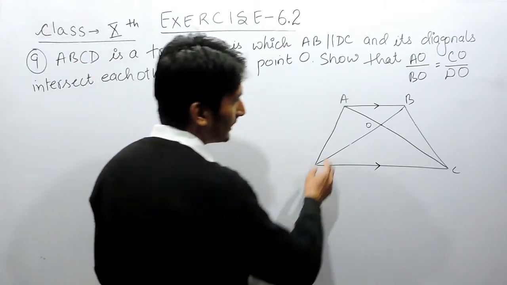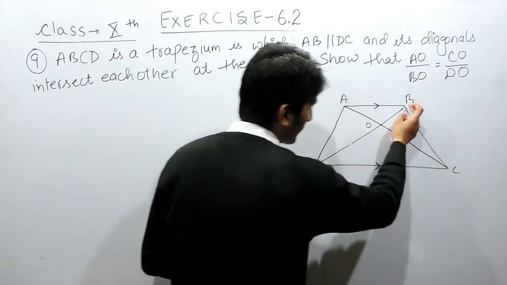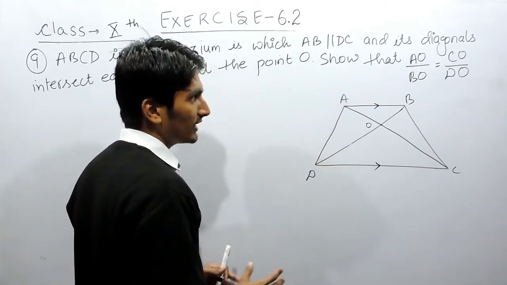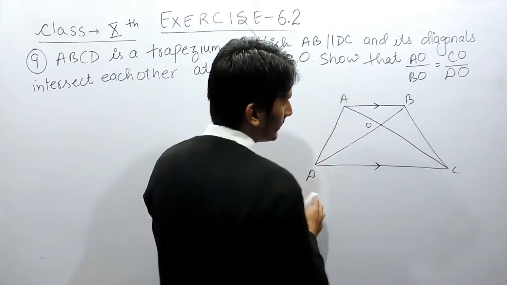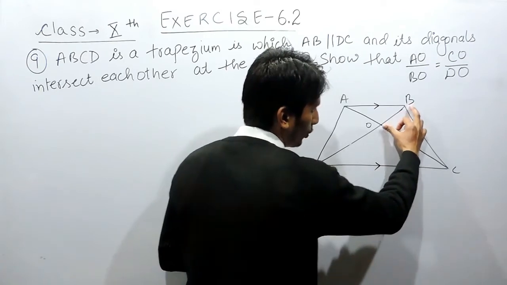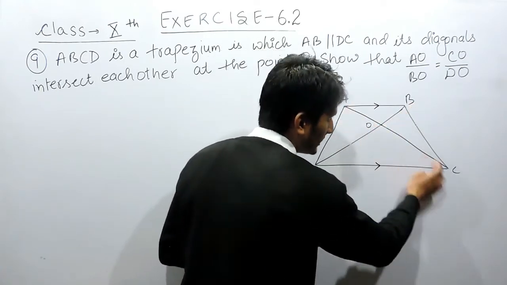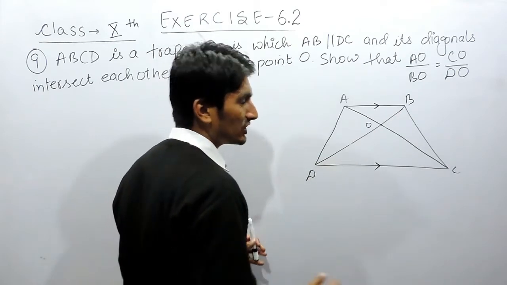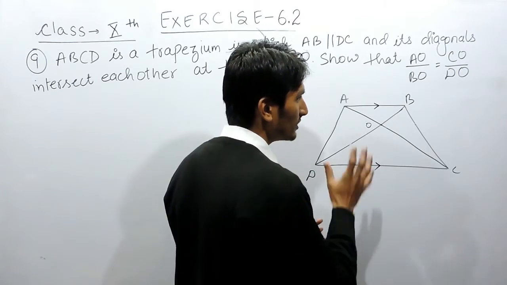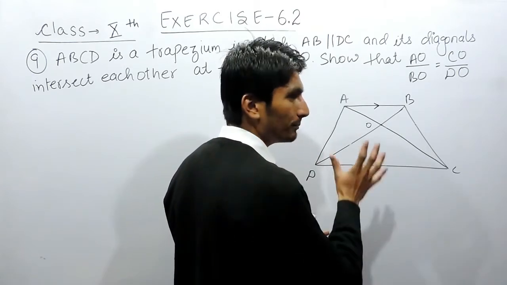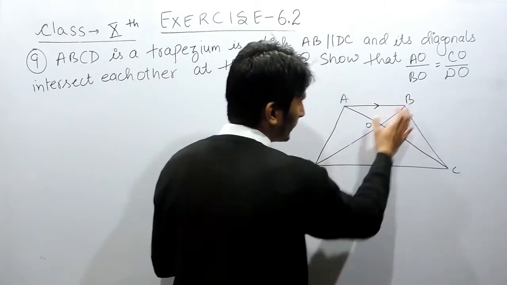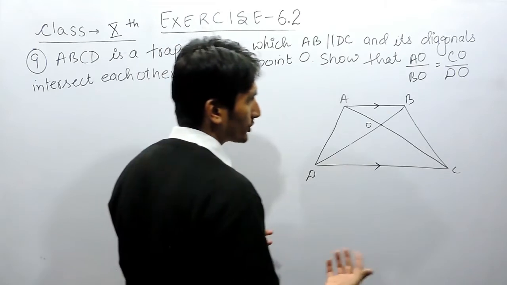Means you have to prove that the diagonals of this trapezium intersect each other, or you can say cut each other proportionally, because here the ratio between AO and OC is equal to the ratio between OB and OD. Means these two diagonals are cutting each other in equal ratios, and when two things are in equal ratios we say that those things are in proportion. So here we have to prove that the diagonals of a trapezium cut each other proportionally.